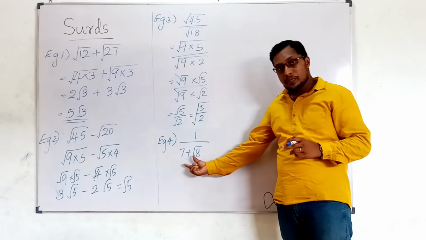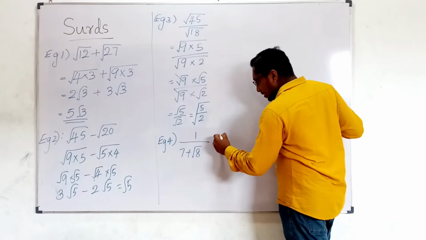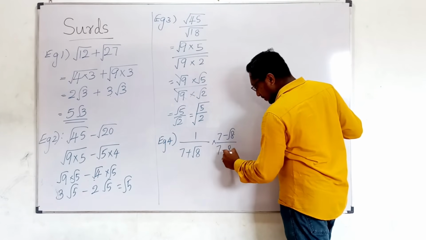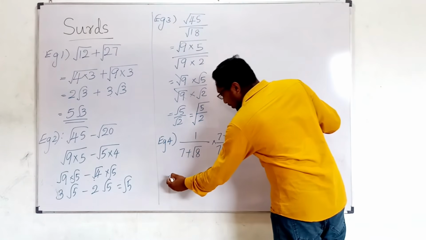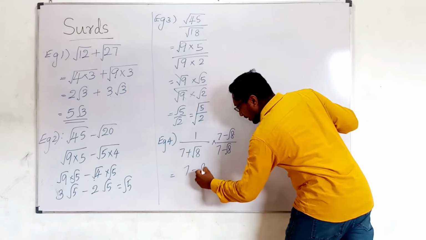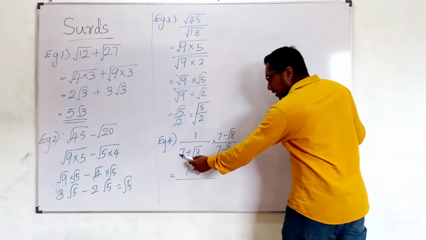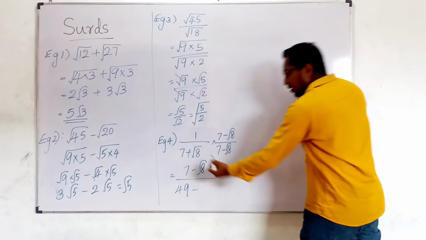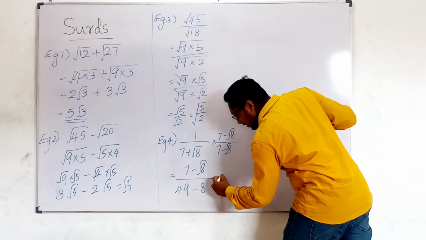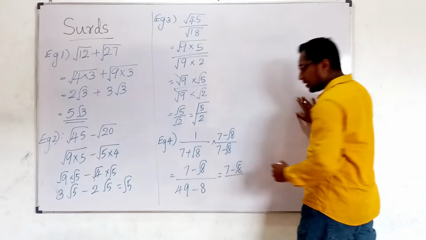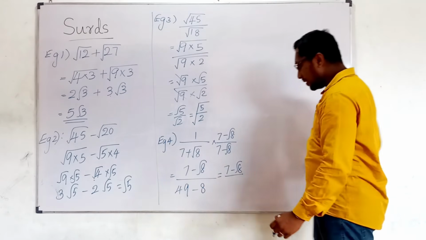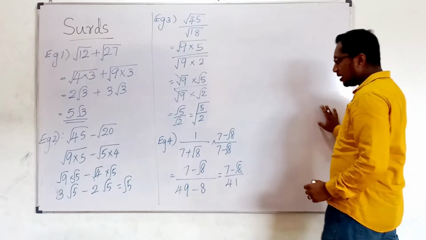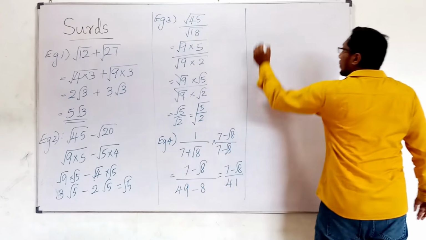Okay, example number 4, 1 divided by 7 plus square root 8. So here we have to multiply by the opposite, 7 minus root 8. So what will happen now? 7 minus root 8, and in the denominator 7 times 7, 49. Root 8 times root 8 is 8. So 7 minus root 8 over 49 minus 8, which is 41. So this is the answer. Example 5.